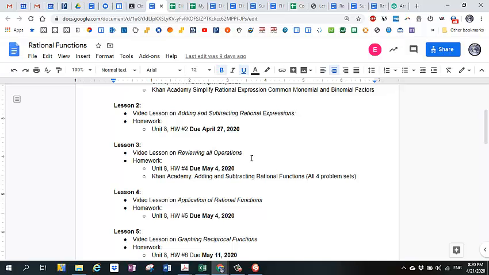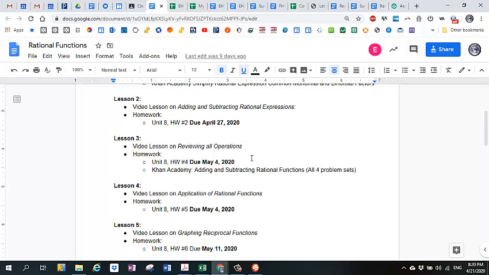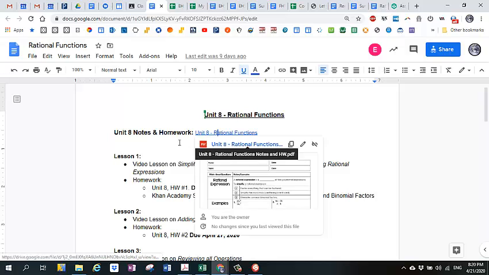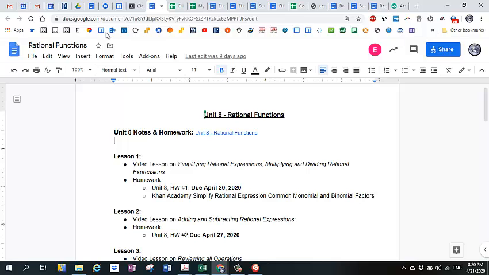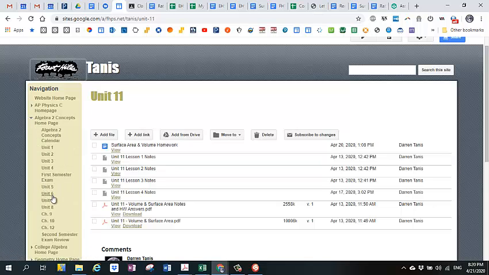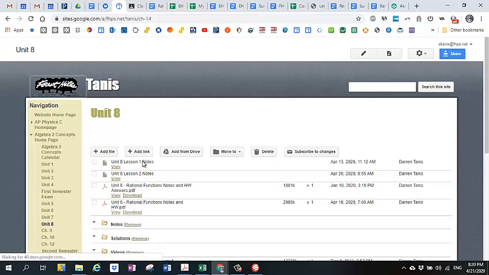If you have any questions, feel free to keep emailing me, but I want to make sure that I go over where to find everything. Here's also a link to the packet right here. You just click on that, and you'll get the packet as long as you're logged into your FHPS account. Also the packet's on our website. If you go back to our website and click on our course, Algebra 2 Concepts, and click on Unit 8, this is where I'm posting the videos as well as the note packet and the answers to the note packet.